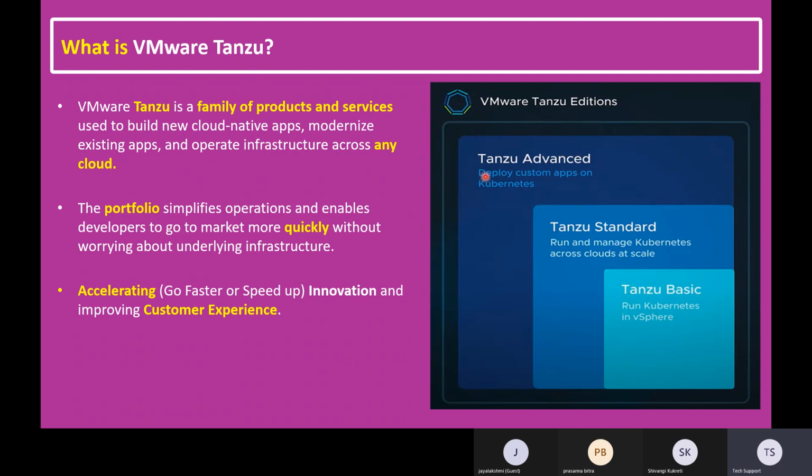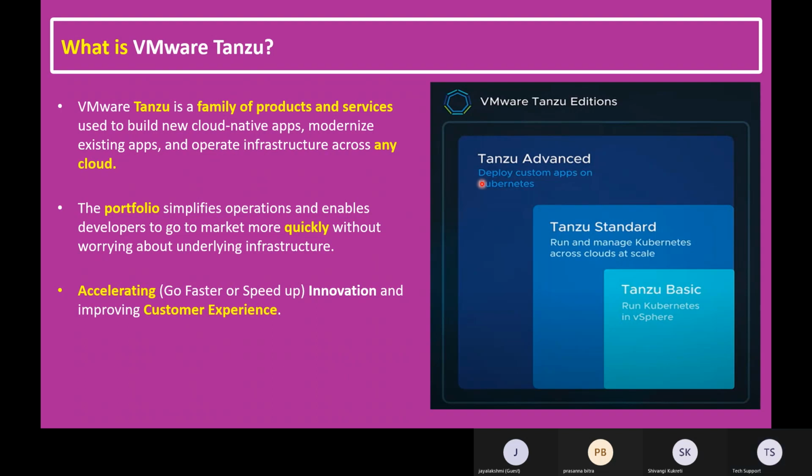This Advanced edition allows you to deploy custom applications. Custom means we can run multiple third-party applications on Kubernetes. But in Standard and Basic, there are some limitations. Basic means we already stick with the VMware virtualization platform. But when it comes to Advanced, we have the flexibility to use custom apps in Kubernetes.